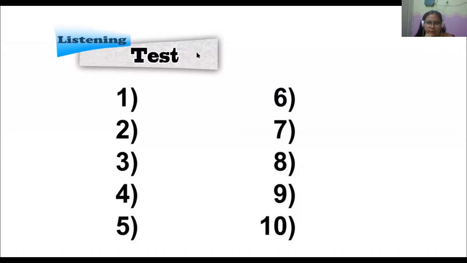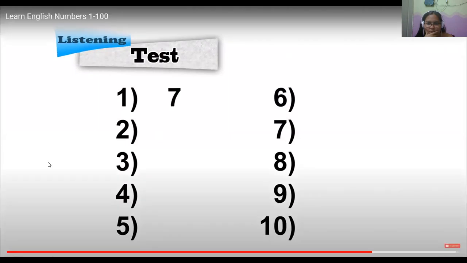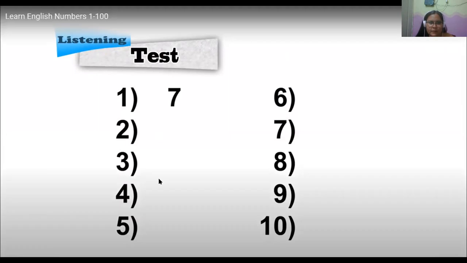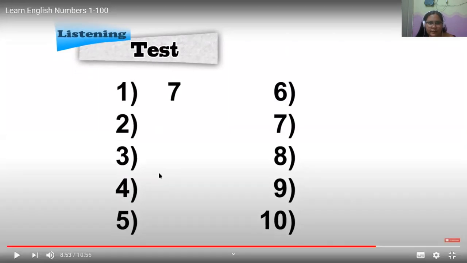Number one, the first number is 7. Okay, that's easy. You should have this. Number two, 13. 13. Okay, so it's thirteen.